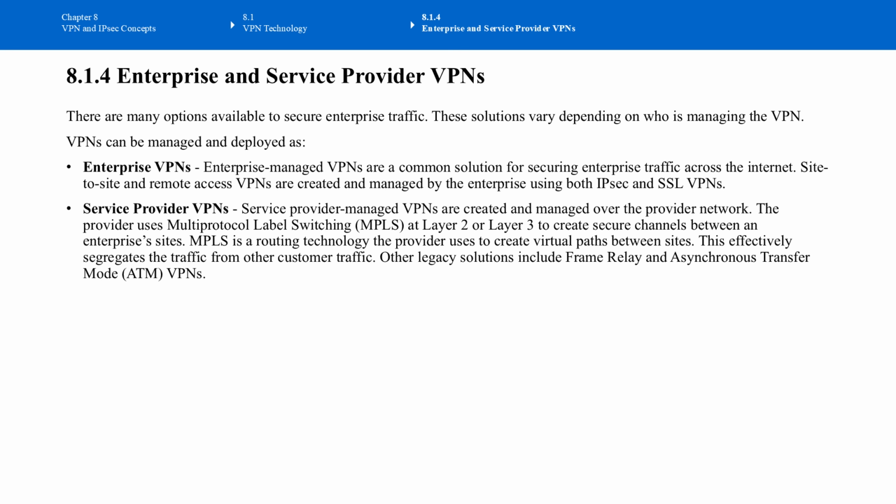And then we have the service provider VPN. A service provider VPN is managed by the Internet Service Provider, the ISP, or another telecommunications provider. Instead of building VPN tunnels across the public internet, the provider creates secure connections within its own network. One of the most common technologies used is multiprotocol label switching, MPLS.